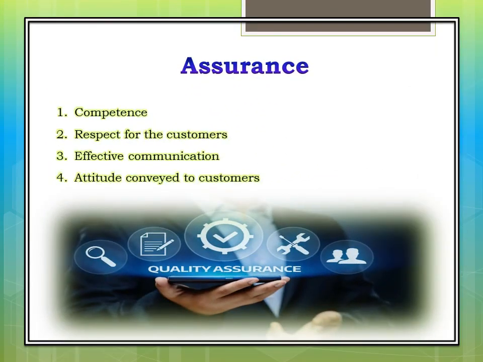Next dimension is assurance. It relies on the employee's ability to establish trust and instill confidence with the customers. This is based on the employee's knowledge and ability to maintain courteous communication. This dimension is characterized by 4 components. First, competence. Second, respect for the customers. Third, effective communication. Fourth, the basic attitude conveyed to the customers.